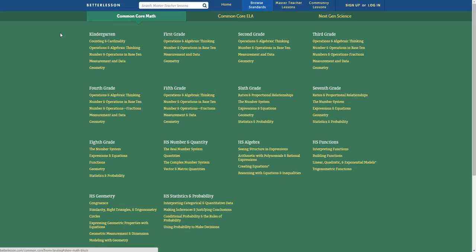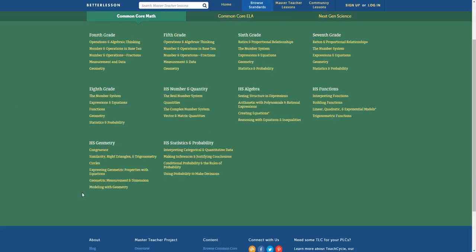It's further broken up by grade level, so kindergarten through high school. I want to take a look at high school geometry today, so we're going to find that over here. And then within the standards, I have a couple of choices. Which strand do I want to take a look at? Right now, let's look at congruence.